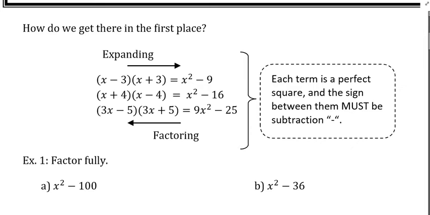And so we notice that the first term here is the first term of the binomial squared. It's x times itself. And the second term is the second term in each of the binomials times itself. 3 times 3, or 3 squared, 9, right? So it's got 2 terms and it's got a minus sign between them. And that's what this says. Each term in the expanded form is a perfect square. There's 2 of them, and there's a subtraction sign between them. That's why we call this a difference of squares.